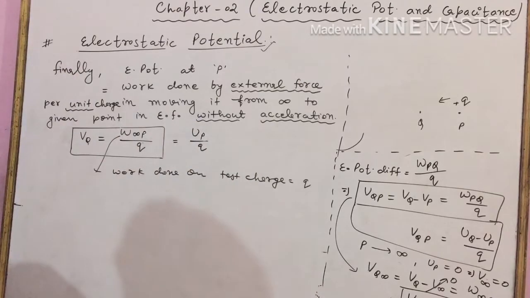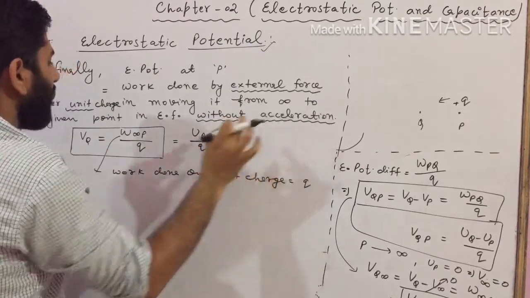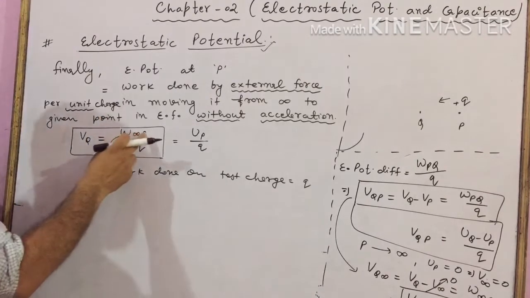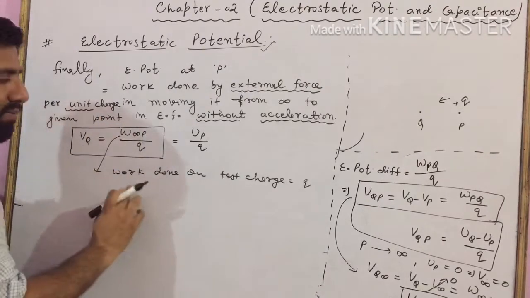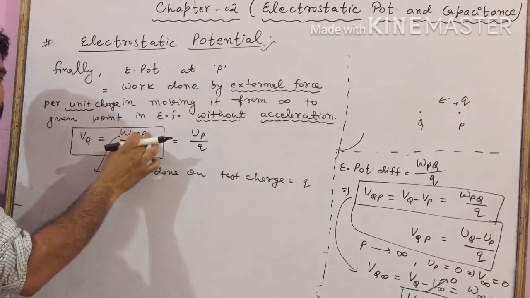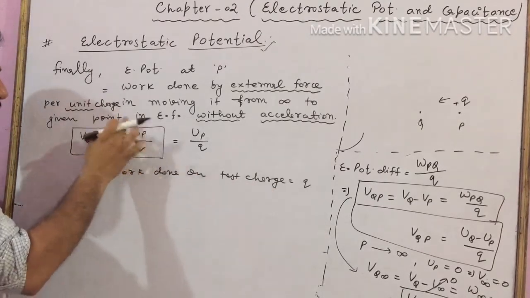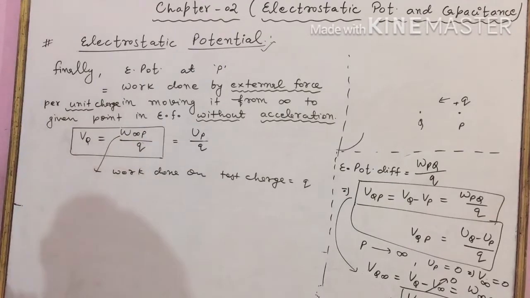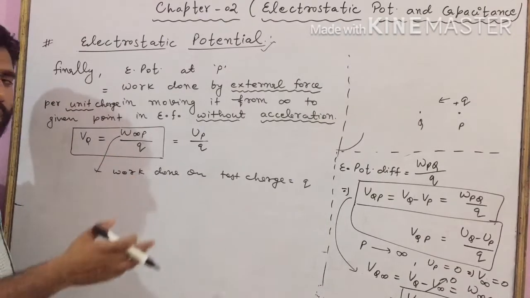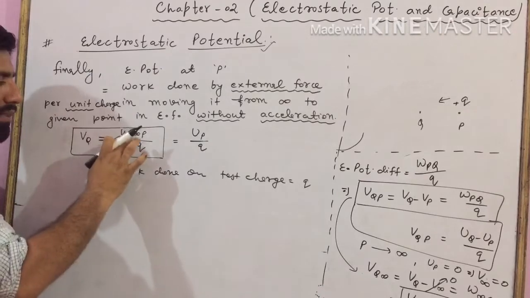So there are 2 points which we have to note down: the whole process should be without acceleration, and work done should be for unit charge. What is done is we calculate the work done for a test charge. Suppose I take the test charge to be Q, so this work is not work done per unit charge, this is the work done upon charge Q. When I divide it by Q, it becomes work done per unit charge. And by the definition of potential energy, we know the potential energy at a point is the work done in moving it from infinity to that particular point. So this term is the same thing.